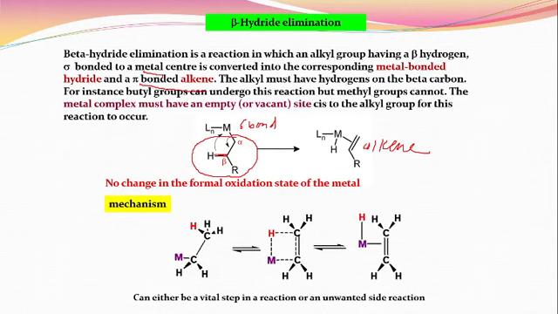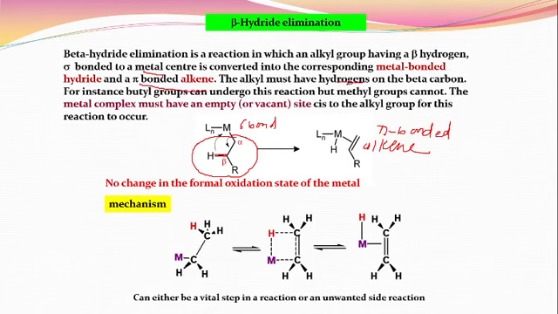This alkyl group having a beta hydrogen, and sigma bonded to the metal center, is converted into a corresponding metal bonded hydride. That means this is the metal and hydrogen bond, that is called a metal bonded hydride, and a pi bonded alkene. There is a formation of what? Pi bonded alkene. This is a pi bonded alkene.